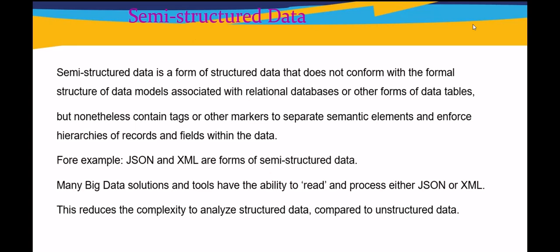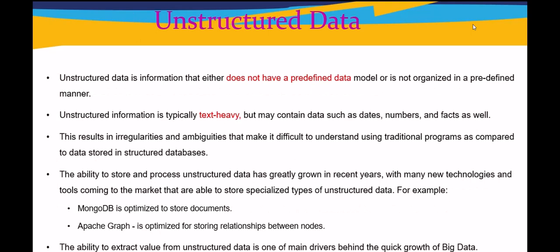The reason that this third category exists between structured and unstructured data is because semi-structured data is considerably easier to analyze than unstructured data. Many big data solutions and tools have the ability to read and process either JSON or XML. This reduces the complexity of analyzing semi-structured data compared to unstructured data. So structured data can be displayed in rows, columns, and relational databases, while unstructured data cannot be displayed in rows, columns, and relational databases.